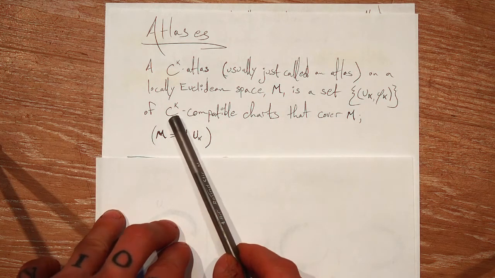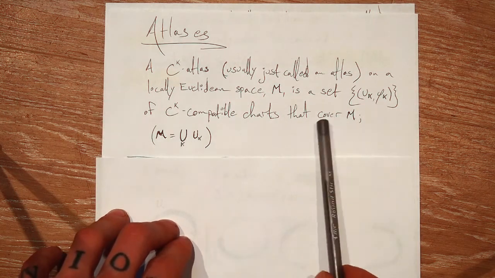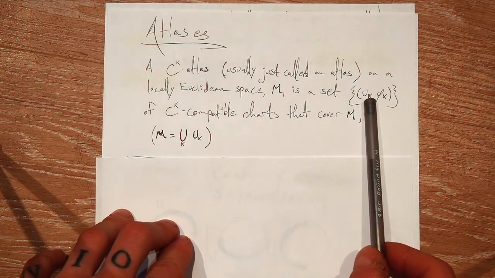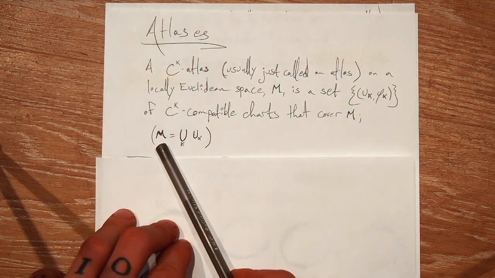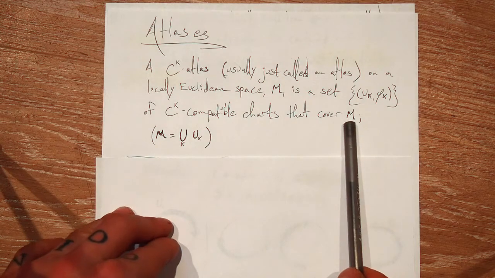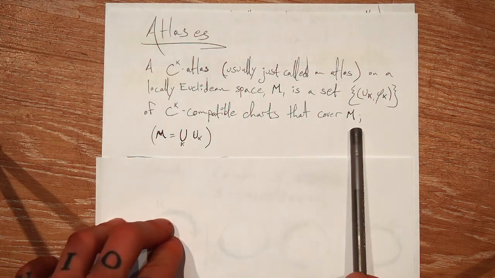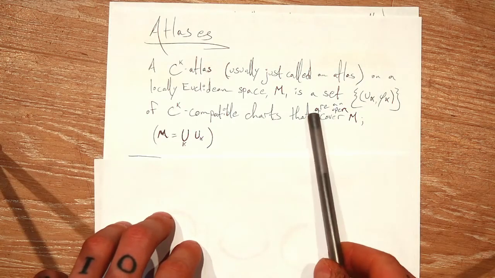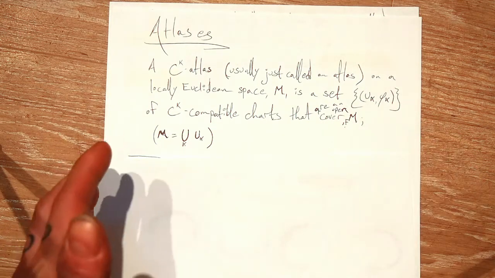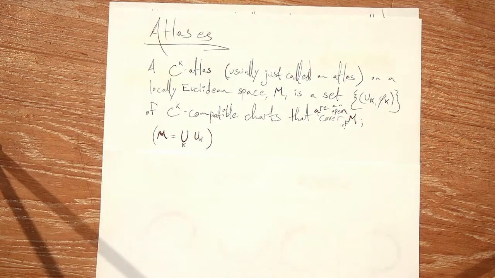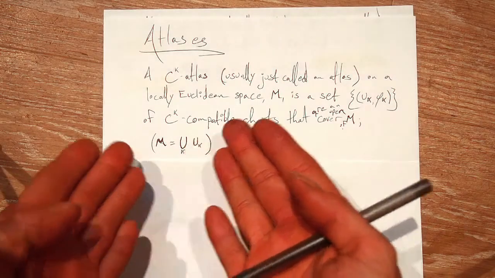It has k partial derivatives defined, and we want the collection of open sets here, when we take the union over all of them, to give us the manifold. So that's what it means for a collection of open sets to be an open cover of our manifold. I guess I should have put that R an open cover of M. But you get the idea. That's it. That's an atlas. It's just a number of charts that cover the whole map.